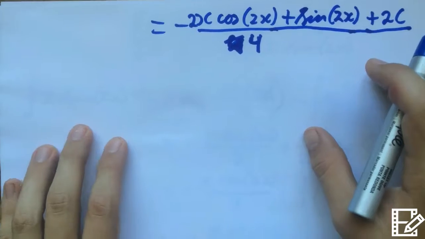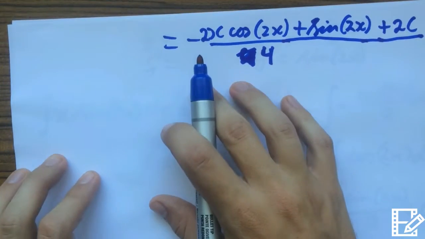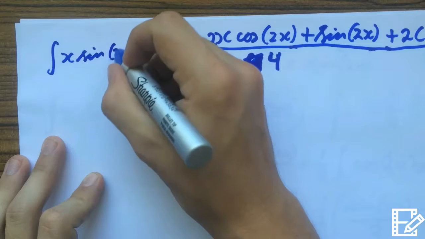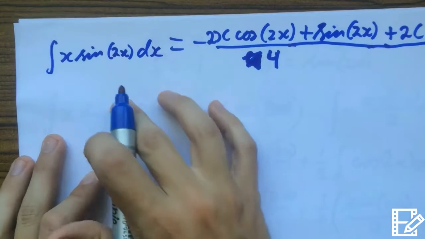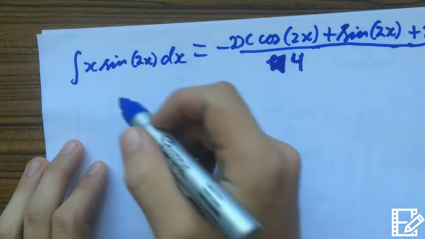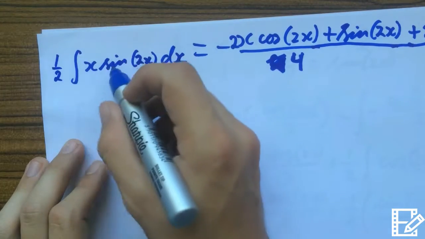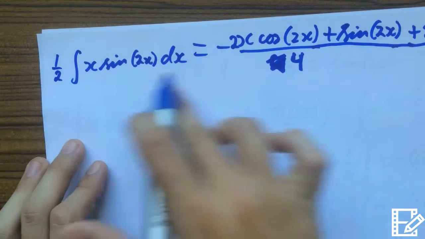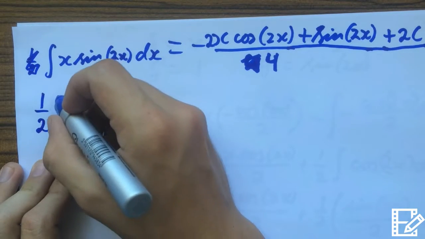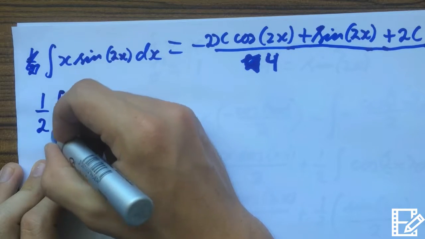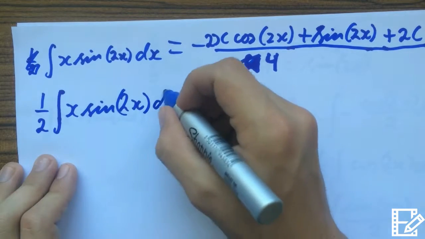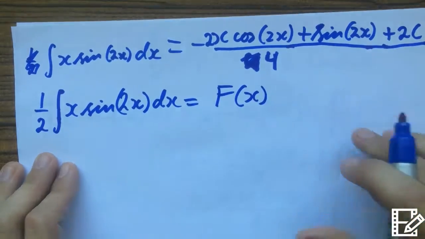Okie dokie. So now, here's our answer for the integral of x sine 2x dx. But that's not what we originally asked. We originally asked for x sine 2x on 2. There was a sneaky little half out here that we have to multiply back in. If we put the half here, we have to put the half on this side. So I'm going to rewrite that: a half multiplied by the integral of x sine 2x dx. That's what the integral of our original function was supposed to be.